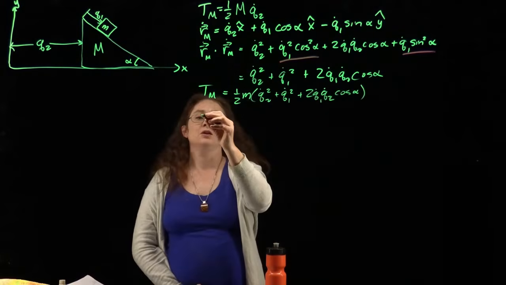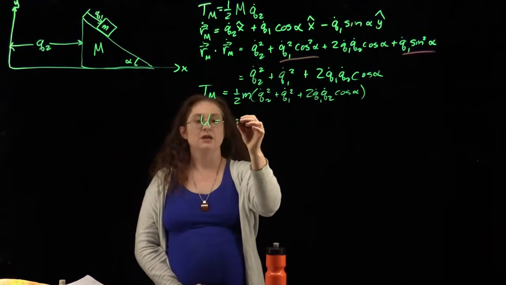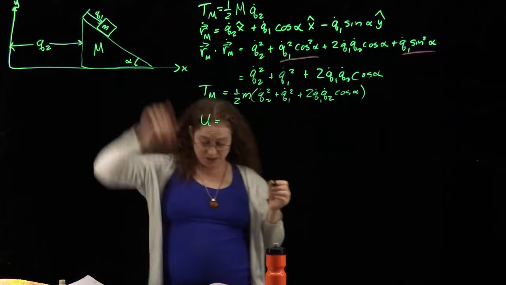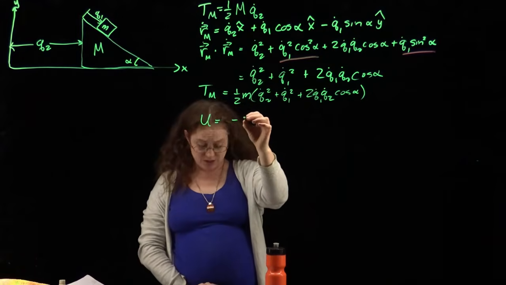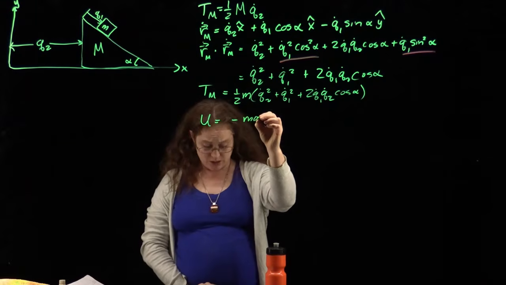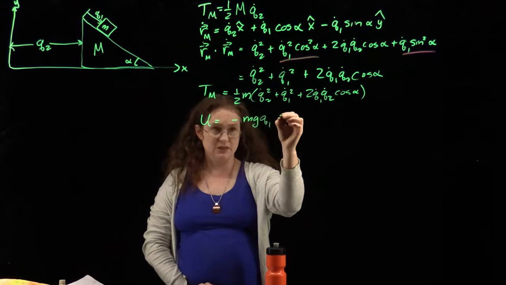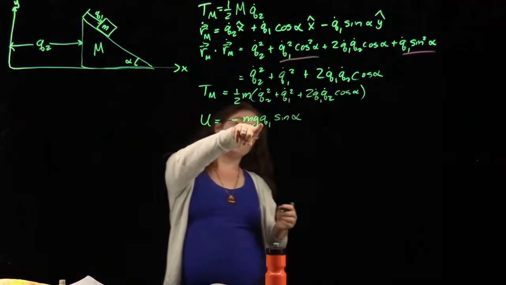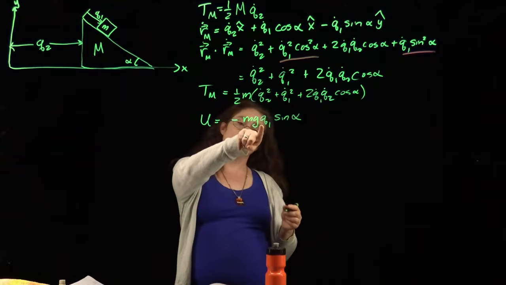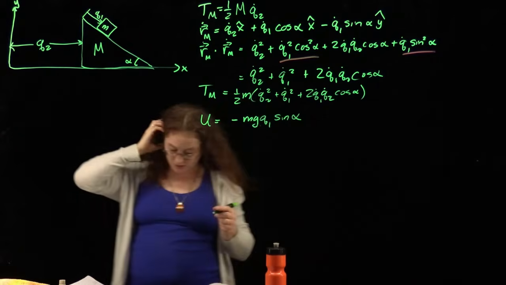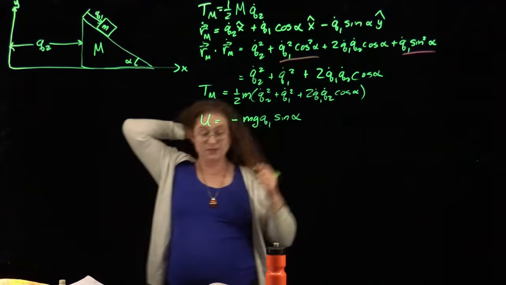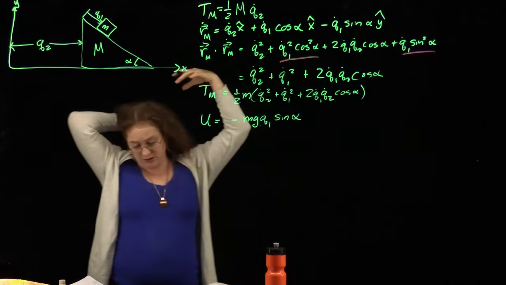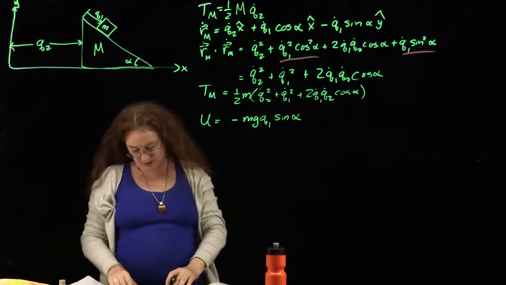And then the potential energy is, so we're going to define 0 as when this is at the top. So the potential energy is minus m g q1 sine alpha, so that the larger q1 is, the more negative, the lower the potential energy. That is saying that as the block goes down, the potential energy decreases. That's the sign we want.